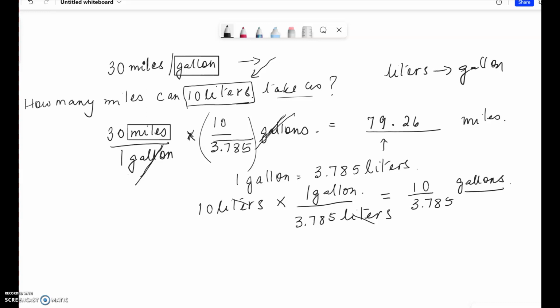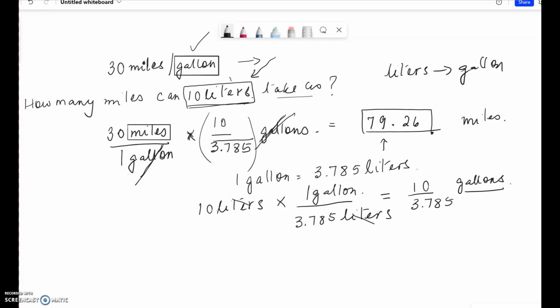So entering everything into the calculator, we get 79.26 miles. So that is the total distance that we can travel if we had 10 liters in our gas tank. So 30 miles per gallon. We wanted to find out how many miles we can go with 10 liters in the gas tank.